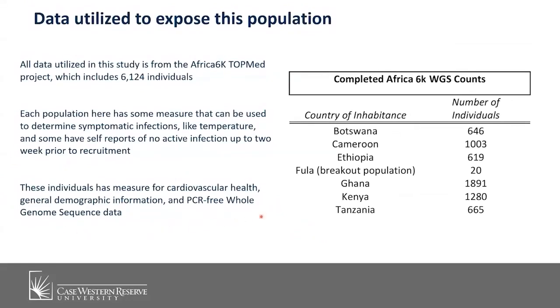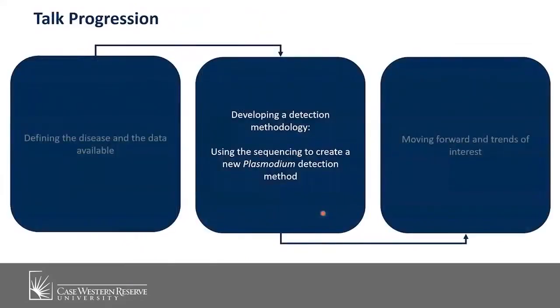These individuals have many different variables collected on them that aren't just the sequencing. So they have cardiovascular health variables, general demographic information, and these will have higher consequence with following research, but right now we're going to focus on how all of these individuals have PCR-free whole genome sequencing data, which is the only thing we used for this part of the study. So you know what disease I'm working on, why it matters, and where all of the data came from. Let's now get into developing a detection methodology for malaria using only sequencing data.